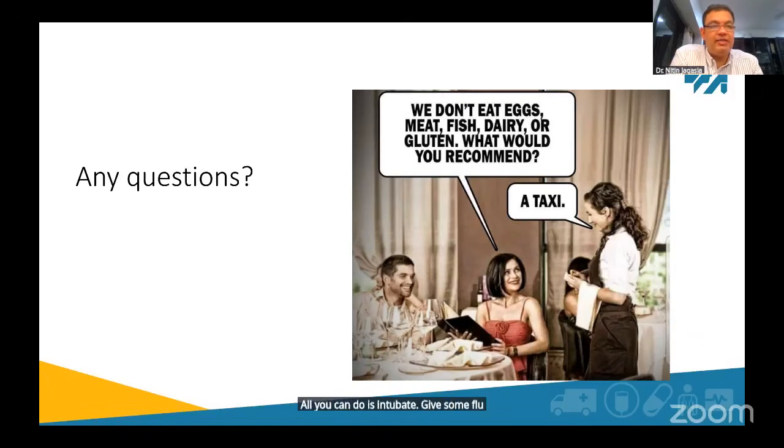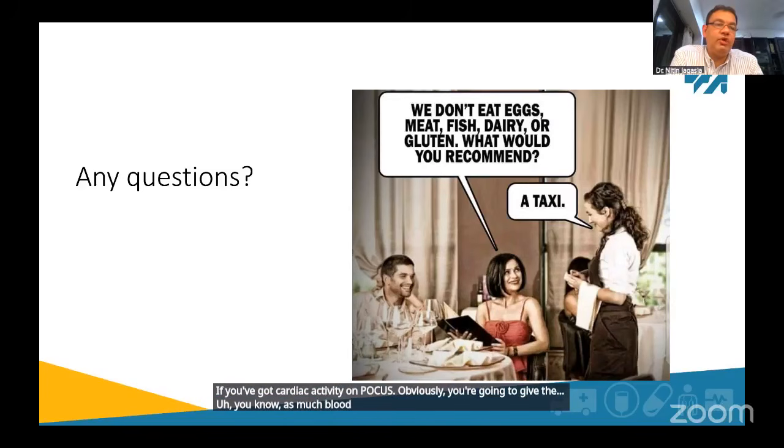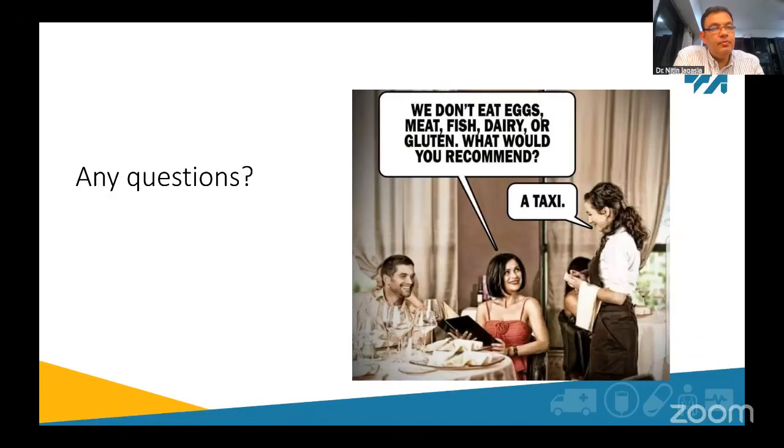If you've got blood, excellent, and see if that gets you a ROSC. No ROSC, focus, any cardiac activity? No cardiac activity, stop. You're not going to get this person back by CPR and adrenaline. If you've got cardiac activity on focus, obviously you're going to give as much blood products as you can and see if you get a ROSC. That's it, sir.